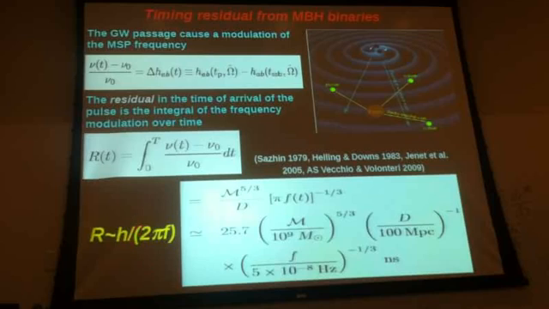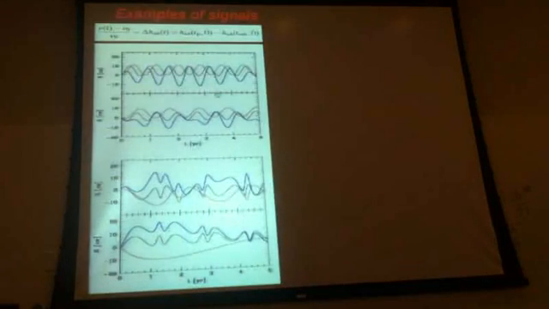And if you plug in the numbers here, what you get is that the typical residual of a source of supermassive black hole binaries of 10 to the 9 solar masses at some 100 megaparsecs is more or less 25.7 nanoseconds, more or less 100 nanoseconds. It's between 10 and 100 nanoseconds, okay? So this is the precision you need to time your millisecond pulsars in order to see something like this. Let me show you some examples.